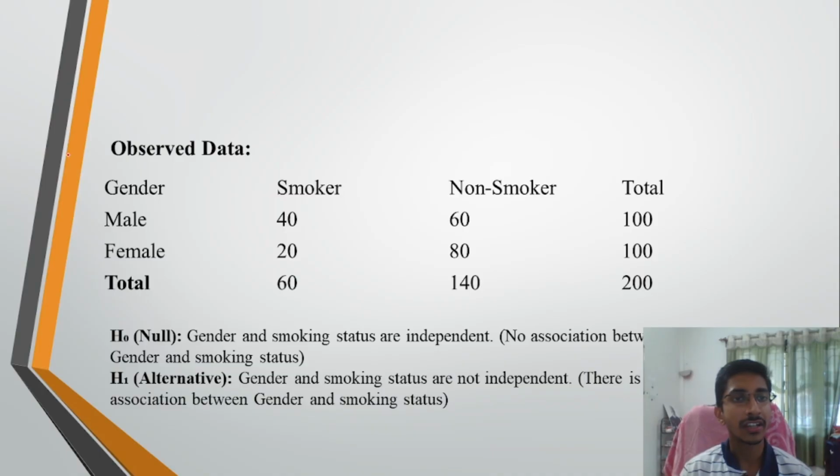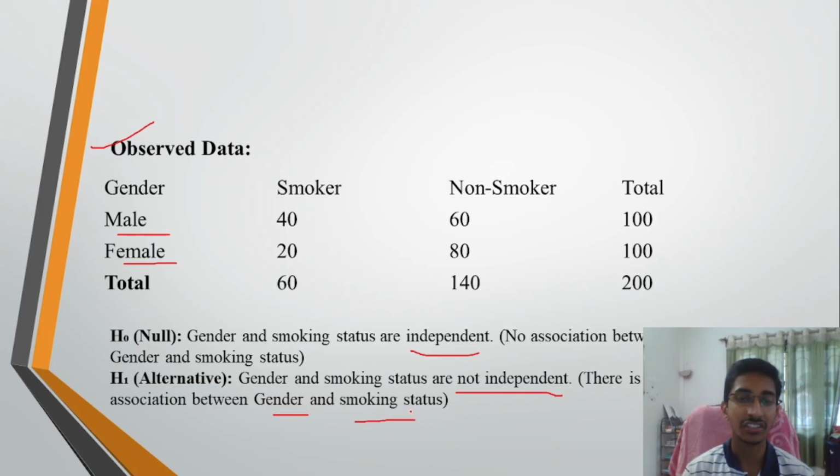Okay, we take an example. Let's suppose this is our observed data: male, 40 smokers and 60 non-smokers; female, 20 smokers and 80 non-smokers. We set a null hypothesis that gender and smoking status are independent, meaning there is no association between gender and smoking status. The alternate hypothesis is that gender and smoking status are not independent, so there is an association between them. Let's check.